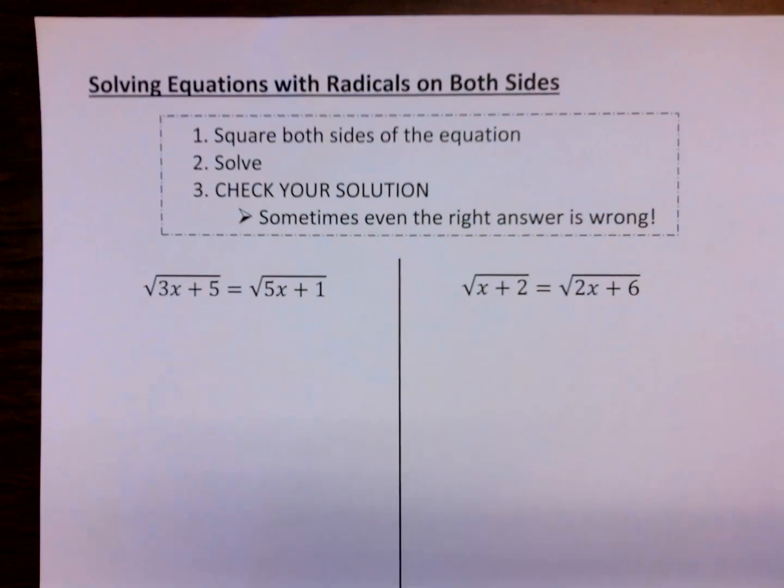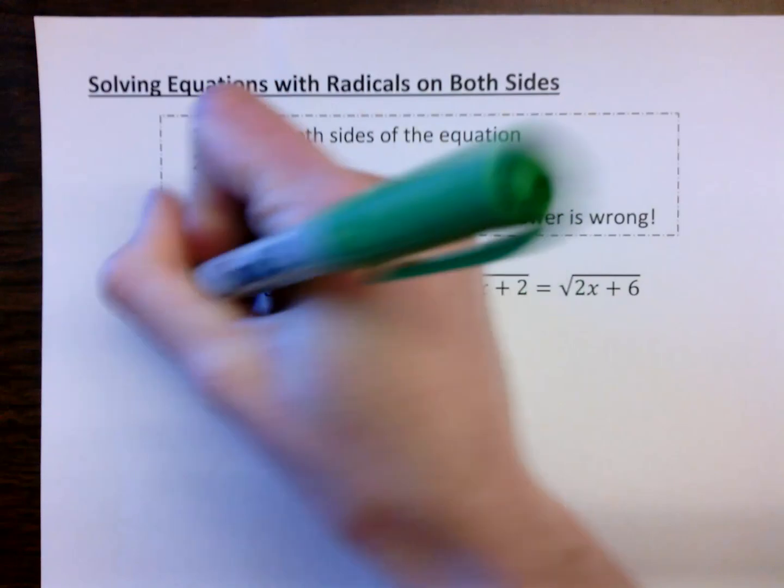So basically, the first thing we're going to do is square both sides of the equation, because squaring and square rooting cancel each other out. Then we'll solve whatever equation's left. And then just like we did before, we have to check our solution, okay? Remember we talked about extraneous solutions? So we want to check and see what's going on with that. So let's start with this guy.